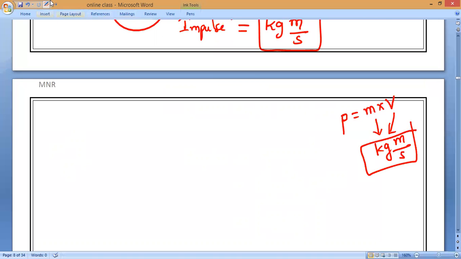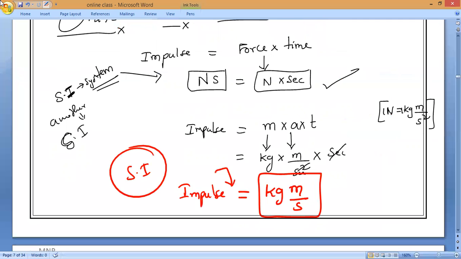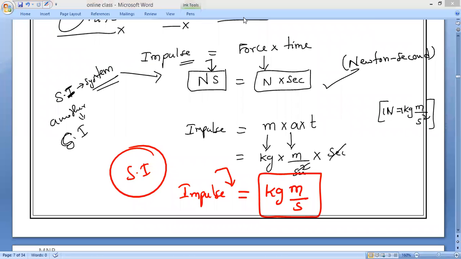Is it the same or not? Yes or no? That you have to remember. SI unit of impulse is either Newton second or we can say kilogram meter per second. How to read this one? Newton second. Understand? Is it okay, Akilan? Arun, Kailash? Please speak, guys.